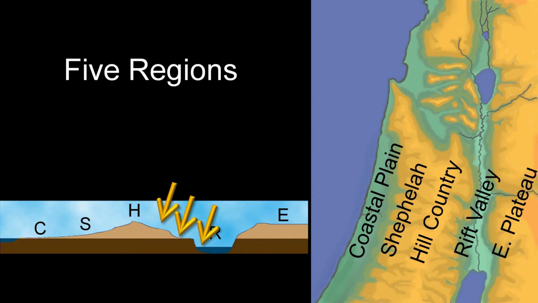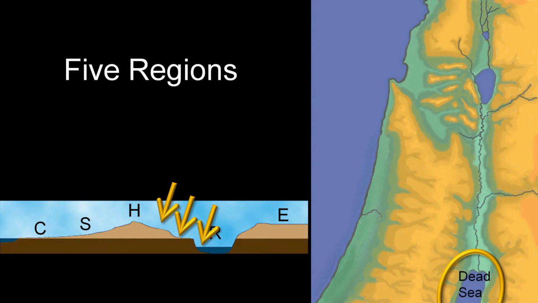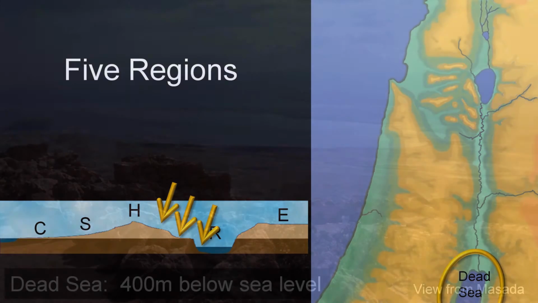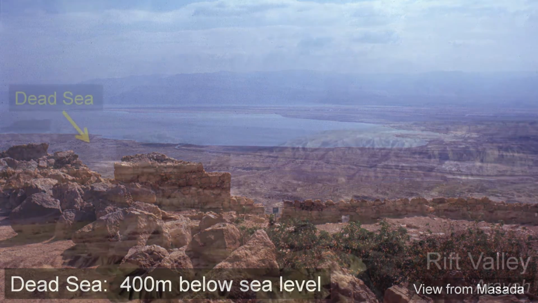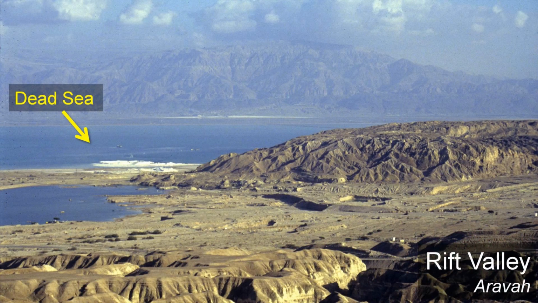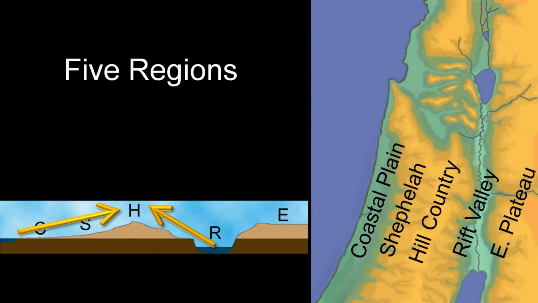From here, it drops down to the east in 3 big steps until it reaches the Dead Sea, which is actually below sea level. The surface of the Dead Sea is 400 meters, that's about 1,300 feet below sea level. Just beside the edge of the Dead Sea is the deepest place on the surface of the earth that you can stand and still be above water. So this means that the land actually rises up more steeply and higher into the hill country from the east than it does from the west, from the Mediterranean.